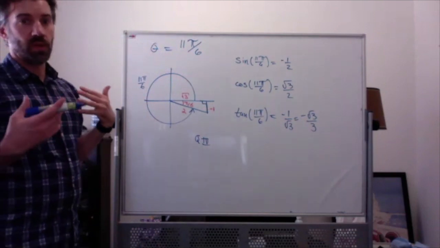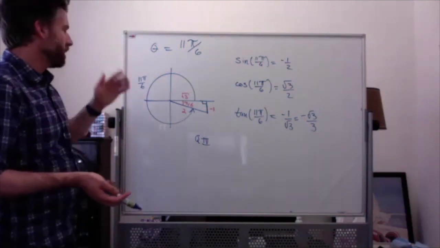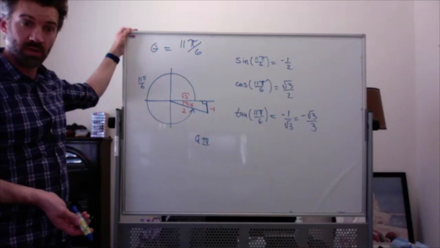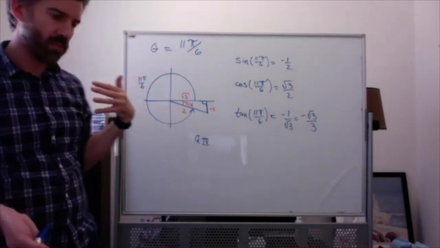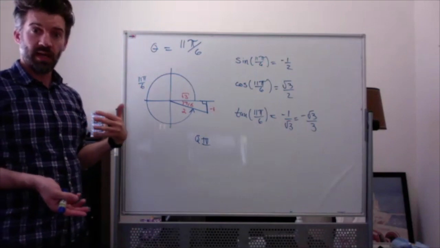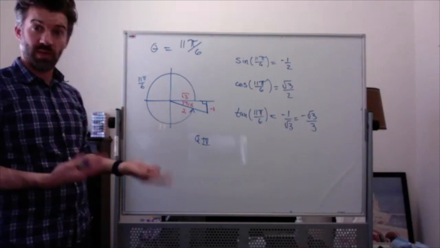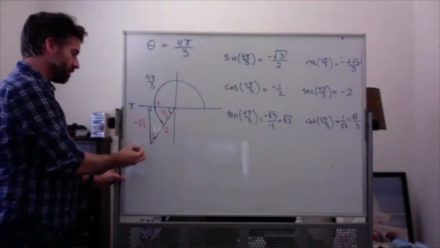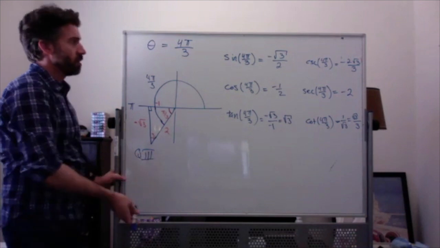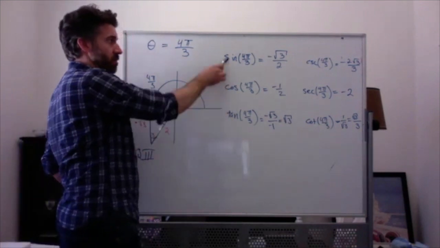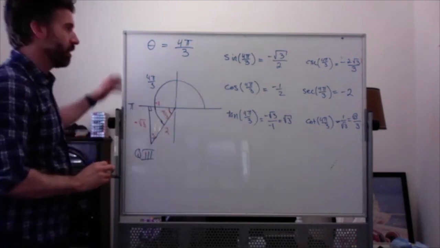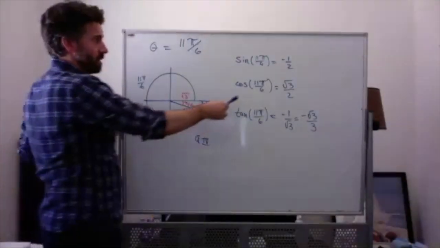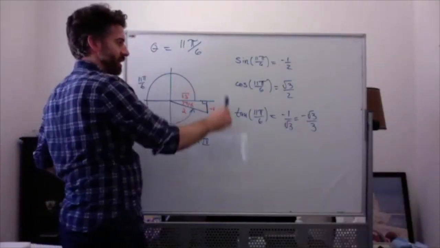What I want you to observe from these last 3 examples is that in the first example, which I don't have anymore, when we were in quadrant 2, when the angle was 3 pi over 4, sine was positive, and the other two primary trig functions, cosine and tangent, were negative. In this example, where the angle was in quadrant 3, tangent was positive, and the other two primary trig functions, sine and cosine, were negative. And lastly, when the angle is in quadrant 4, cosine is positive, and sine and tangent are both negative.